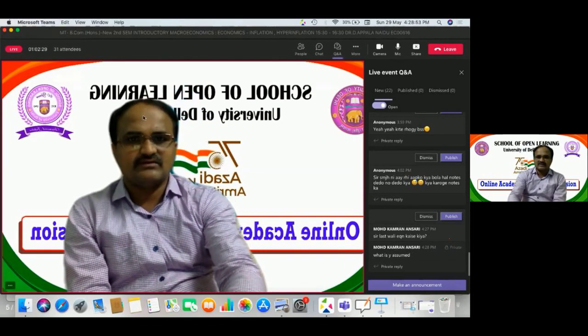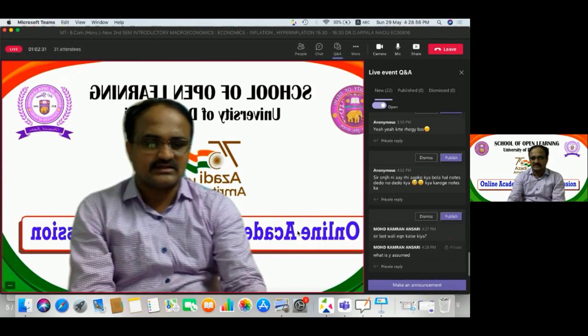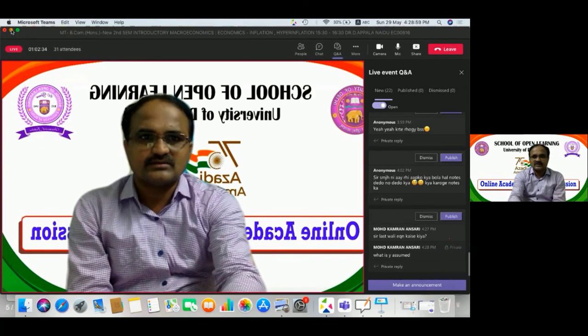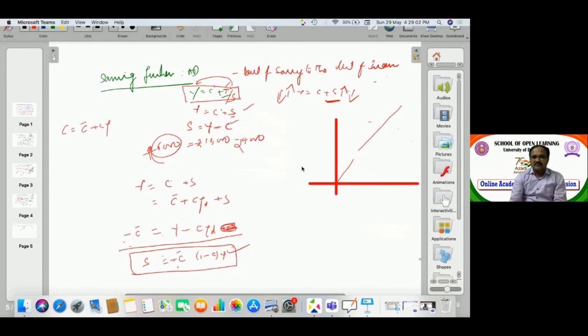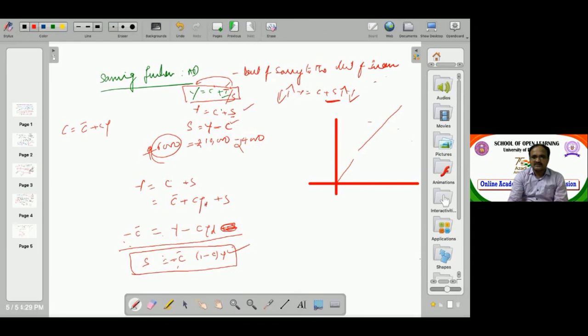So dear students, first I will answer this. Some student asked me what Y assumed is. Here Y means disposable income. And this Y means the level of output available in the economy. So what is the level of output available in the economy? Y is equal to C plus I plus G plus NX. This is the supply of output, aggregate supply. And this is aggregate demand. But we assume aggregate supply is available.